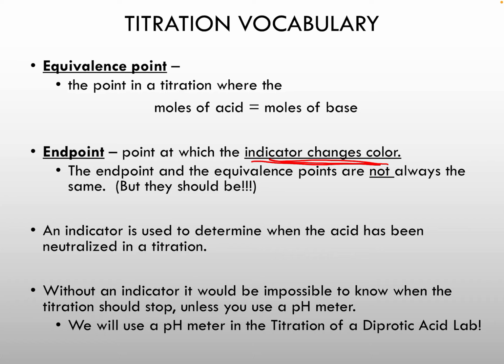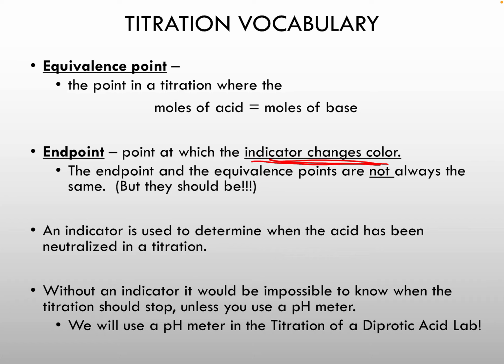So it's really important to pick an indicator that has a pKa that's close to our equivalence point, our pH, where our moles of acid would equal our moles of base. So the goal would be to make the endpoint and the equivalence point the same, so that our indicator changes color at the same time our reaction is actually done, right? Because otherwise, if we don't have an indicator in there, there's no way to tell, right? There's no way to see visually that our moles of acid are equal to moles of base.